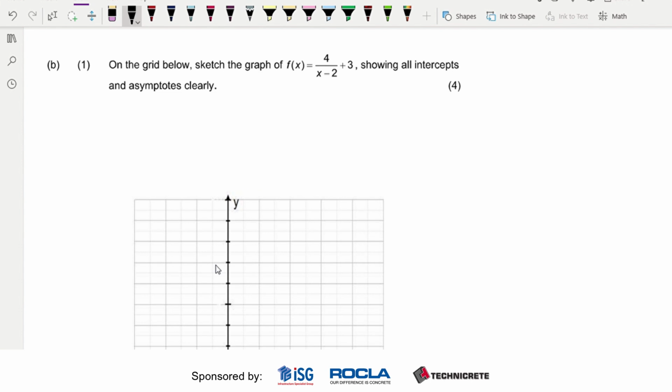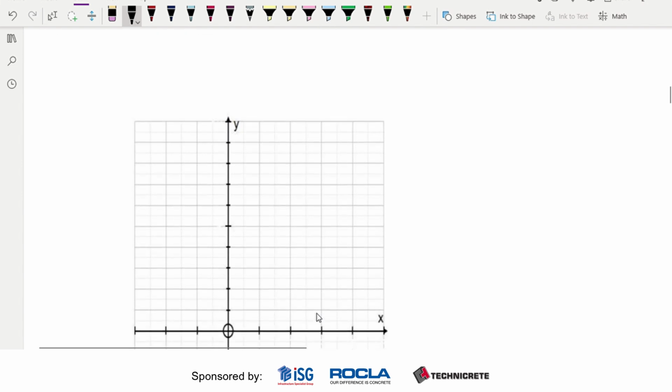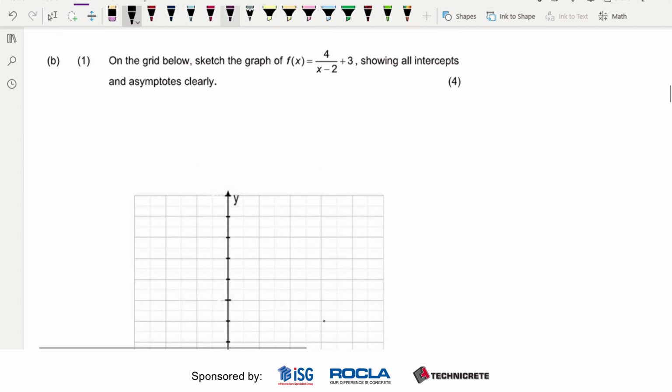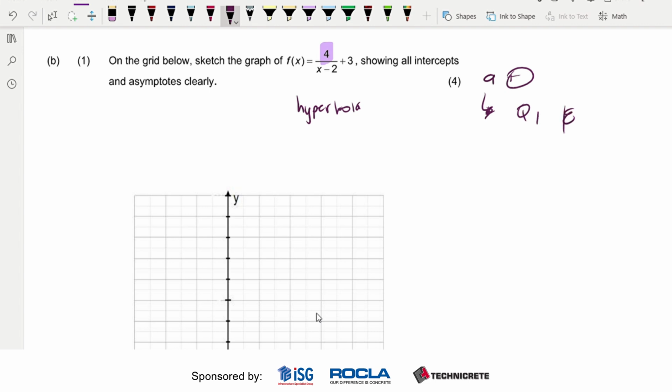On the grid below, we're asked to sketch the graph of f of x is equal to 4 over x minus 2, plus 3, showing all of our asymptotes and our intercepts. Now, this graph is the graph of a hyperbola. Before drawing our function, we want to take a look at all of the information that we have. And so we can see that we have an a value of 4, so a is positive. And we know that when a is positive, our hyperbola exists in quadrant 1 and quadrant 3.